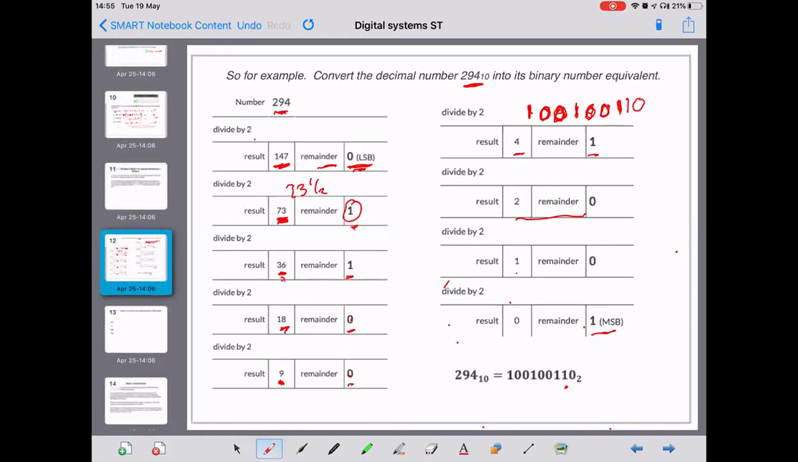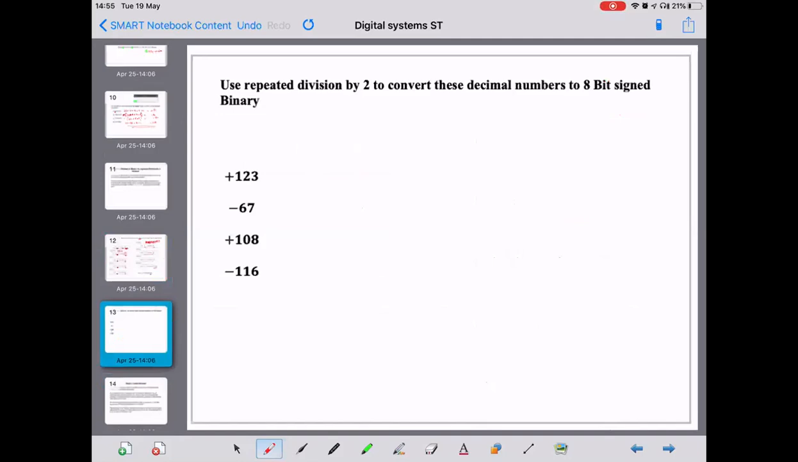So you can guess what's happening now. There are 4 for you to have a go at. Don't forget what you've got to do to represent the plus and minus sign in the front.